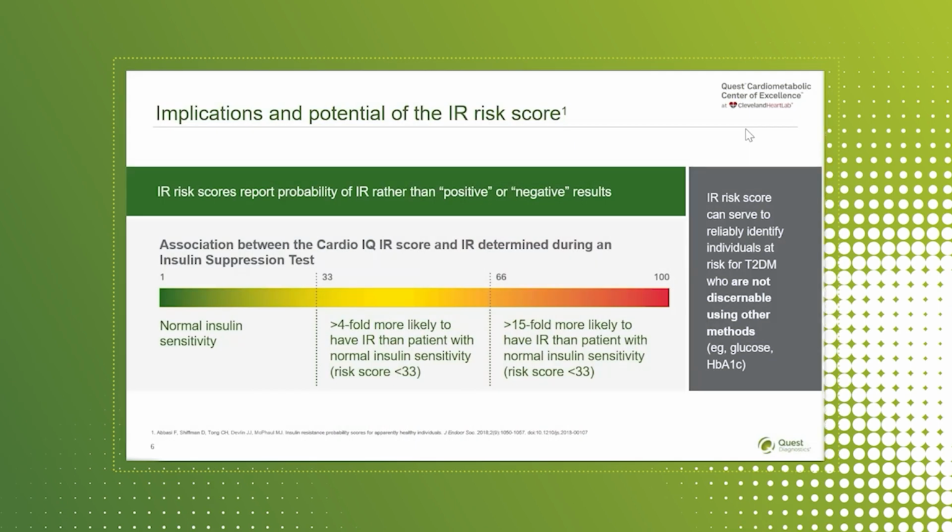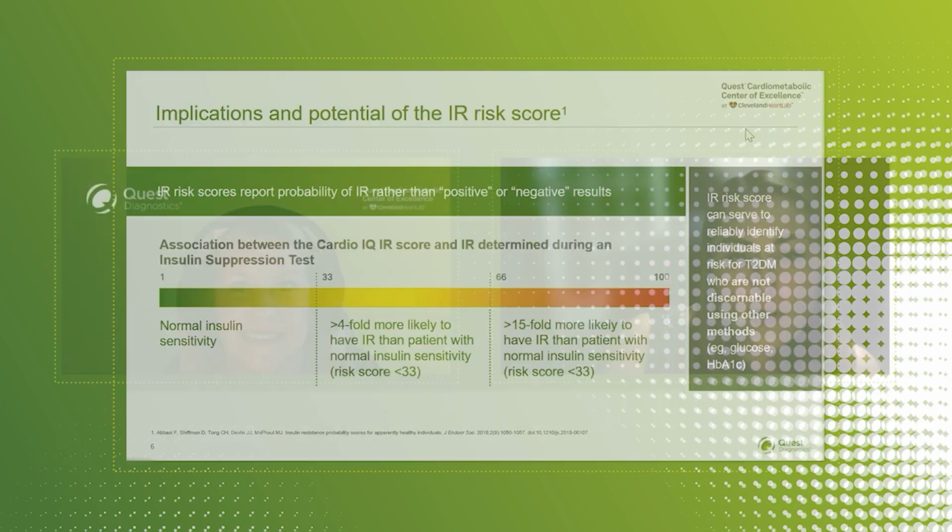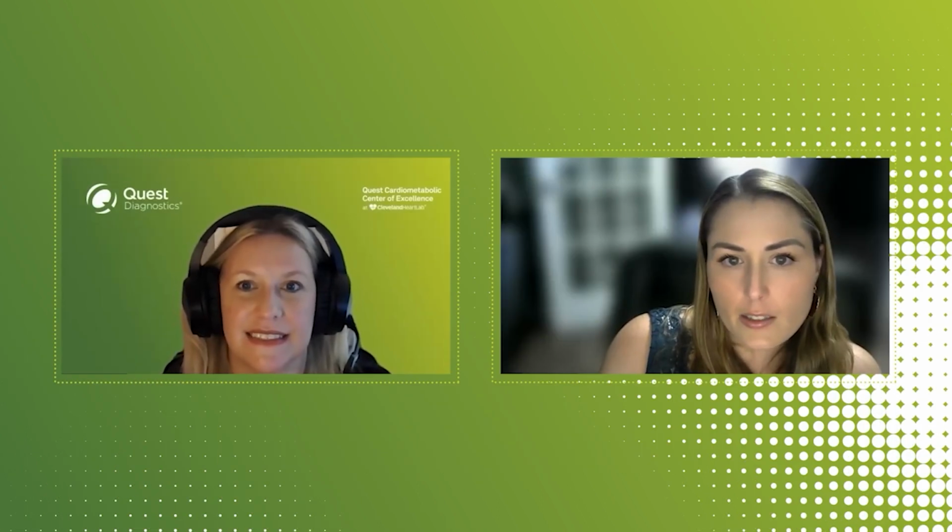As you can see here, the scores are broken down into 3 ranges: less than 33 is normal, 33 to 66 is the moderate risk range, noting that the patient is greater than 4 times more likely to have insulin resistance, and greater than 66 is greater than 15 times more likely to have insulin resistance. So how is the IR panel with score interpreted? This isn't a positive or negative test. It's a probability.